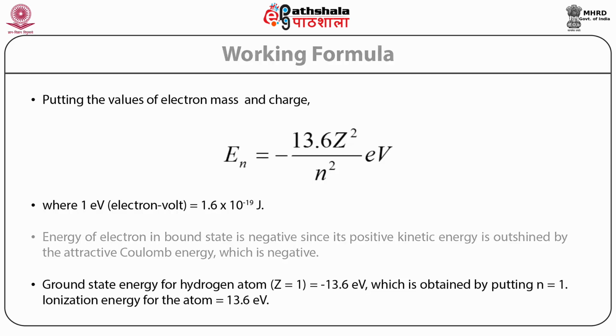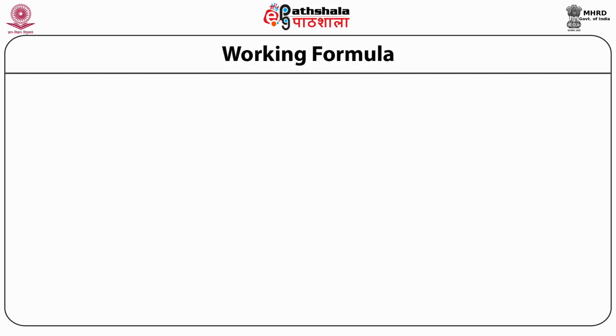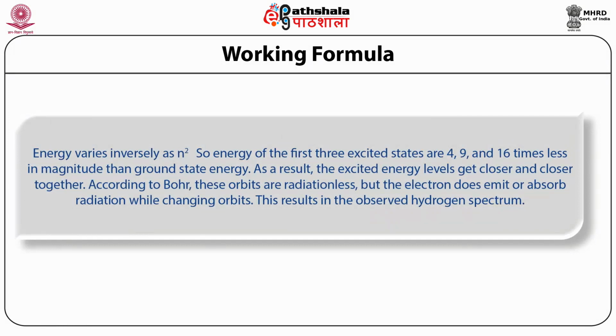And as I have already explained, the bound state energy of an electron in an atom is always negative. As I have told you, the energy varies inversely as n squared. So the energies of the first three excited states are 4, 9, and 16 times less in magnitude than the ground state energy.